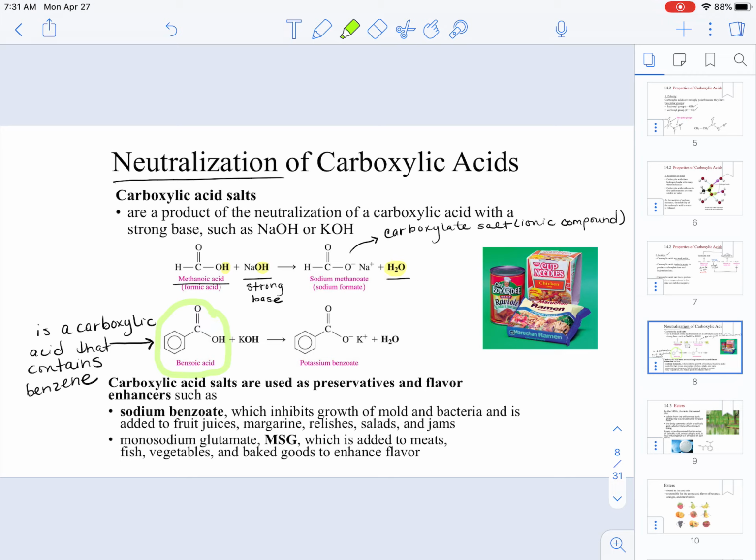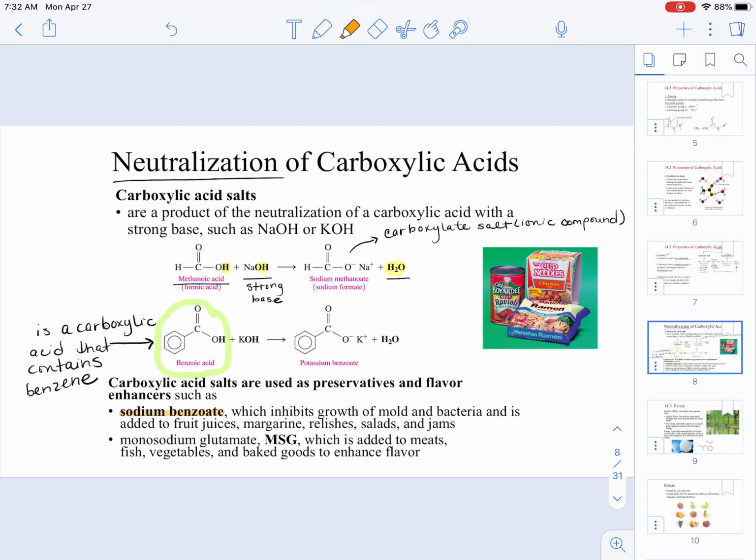Why are we interested in carboxylic acid salts or carboxylate salts? Because they are used as preservatives and flavor enhancers. So if you look at some of the food products that you may have at home, they may have compounds like sodium benzoate. Sodium benzoate is added to foods because it's going to be inhibiting the growth of mold and bacteria. It's also added to fruit juices, margarine, relishes, salads, and jams.